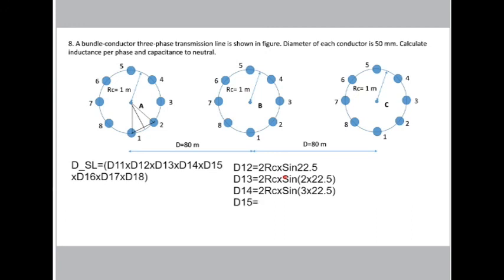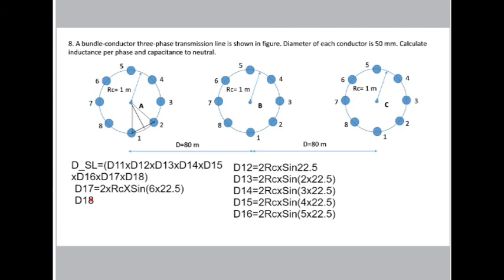D14 is 2 RC times sine 3 theta, and then find out D15, 2 RC times sine 4 theta. D16 equal to 2 RC sine 5 theta, and then D17 will be 6 theta, D18 is 2 times RC times sine 6 theta.